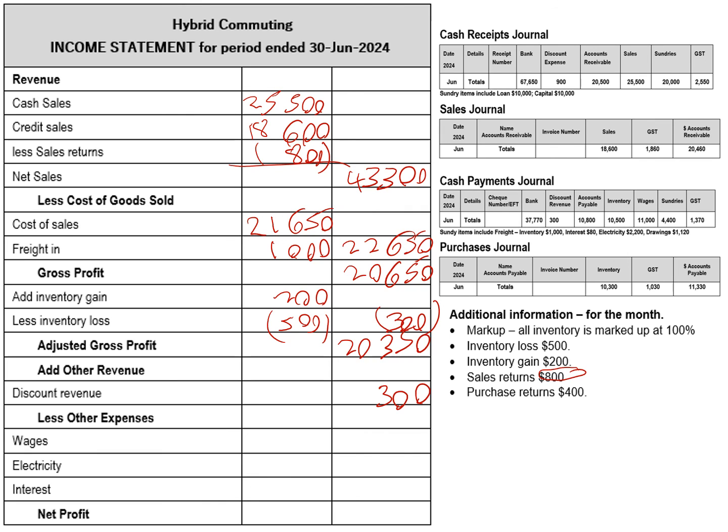Now, in terms of our non-trading revenue, we had some discount received from our accounts payable for prompt payment. So that was $300, which we find in our payments journal. So let's park that for now.